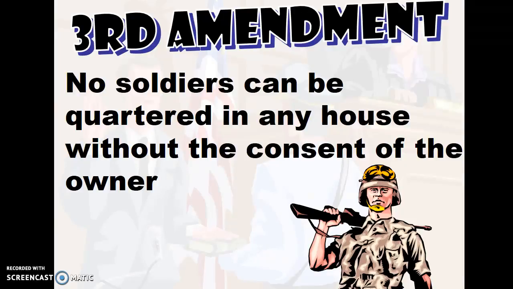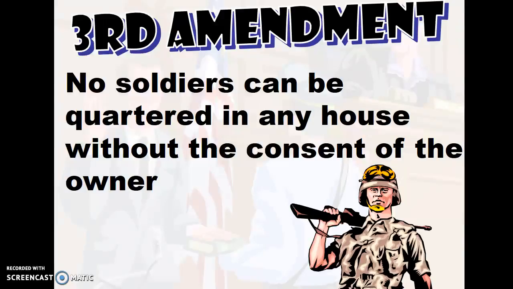The Third Amendment, no quartering of soldiers. No soldiers can be quartered in any house without the consent of the owner during times of peace. And for those of you who are quick, you've already figured out why. The Quartering Act that the British passed prior to the American Revolution led to the Third Amendment.